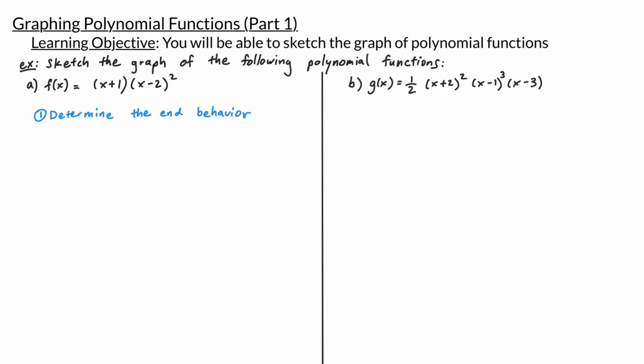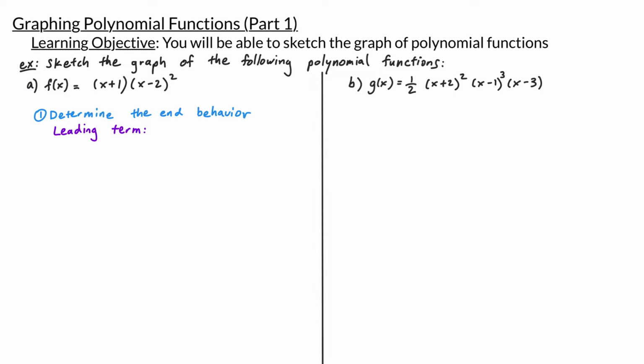Our first step is to determine the end behavior of this polynomial function. Remember that the end behavior for a polynomial function is determined by its leading term. So let's try to figure out what the leading term is for this function. Remember that when you're multiplying out a factored polynomial, each term of a factor gets multiplied to each term of the other factors. So if we want to determine the leading term, we just need to multiply together the highest power term from each factor.